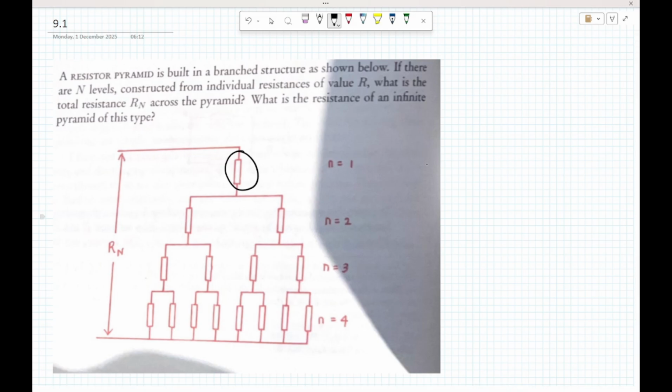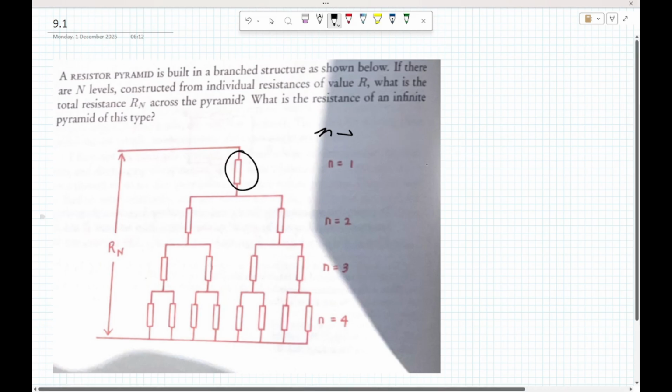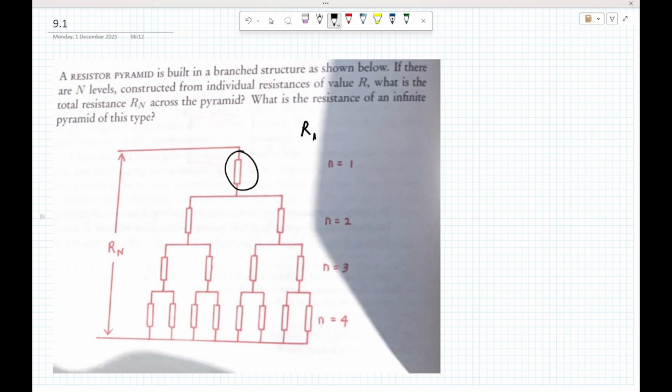So this verifies our theory that as n tends to infinity, the resistance Rn also tends to 2R. However, we want an actual expression so we can calculate Rn for any value of n. So to do that, we're going to have the following.